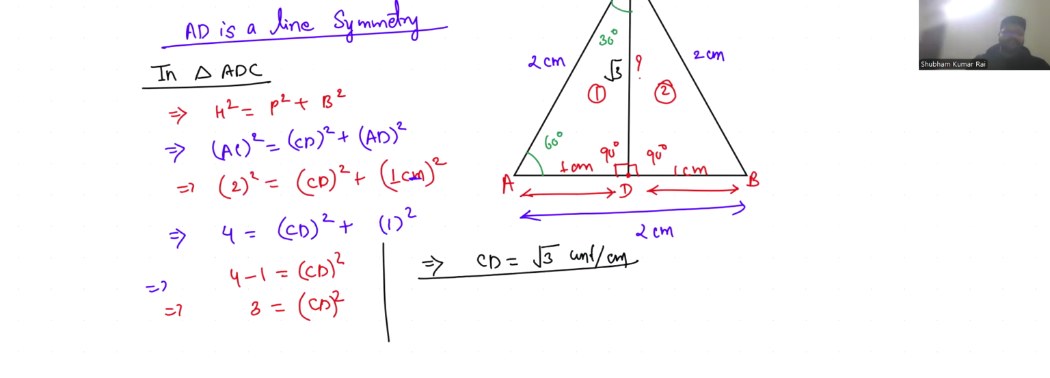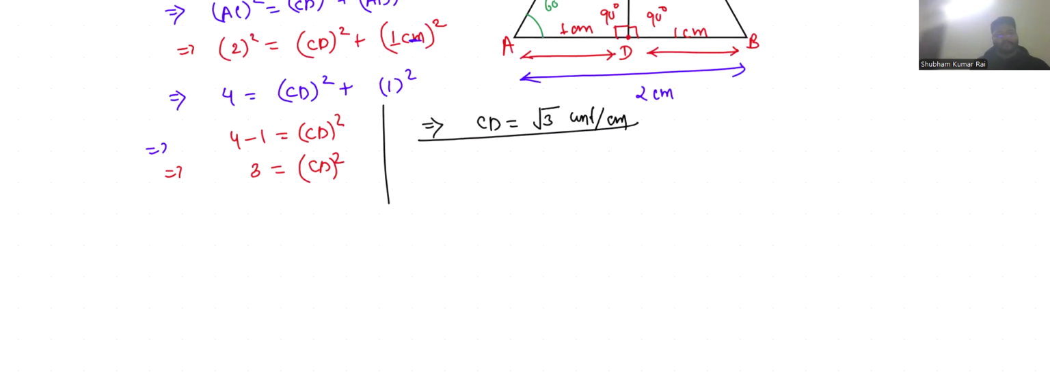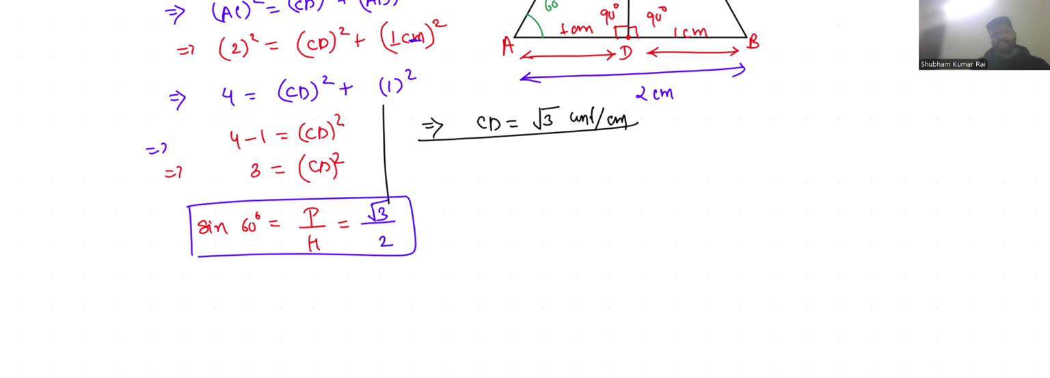Now, let's suppose I am talking about the trigonometric ratio, that is sine. And if I say that we are taking the reference angle at 60 degrees, the value will be perpendicular upon hypotenuse. So what is the perpendicular we have over here? It is root 3, and the hypotenuse is 2. Can you see here? We have got the value of sine 60 degrees. That is root 3 by 2.